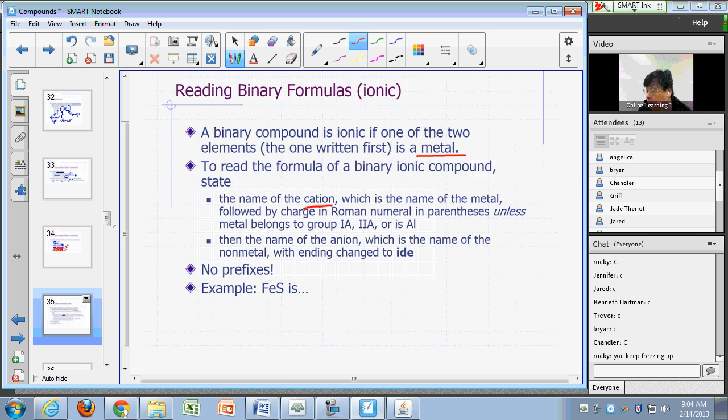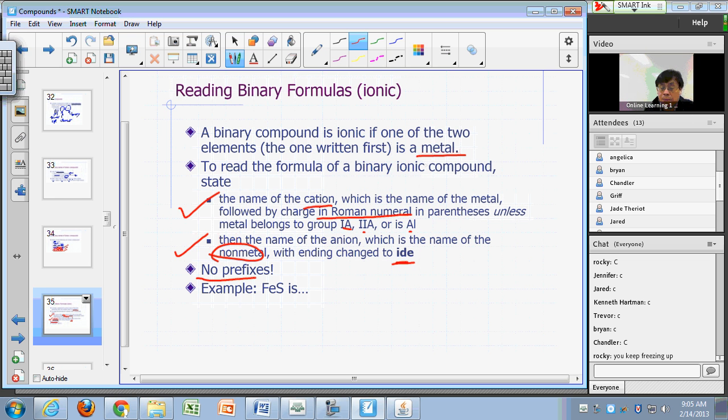a transition metal or post-transition metal, then it may have to be followed by a Roman numeral to indicate what its charge is. Okay, so if it's main group, which belongs to 1A, 2A, or aluminum, you should know what the charge is. 1A is +1, 2A is +2, aluminum is a charge of +3. Otherwise, you have to specify the charge in Roman numeral, and you may have to figure out what the charge is. So just state the name of the cation and then the name of the anion, which is just the name of the nonmetal with the ending of the name changed to "ide." You don't put any prefixes.